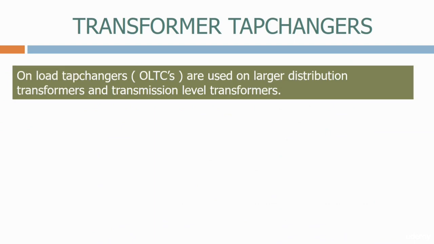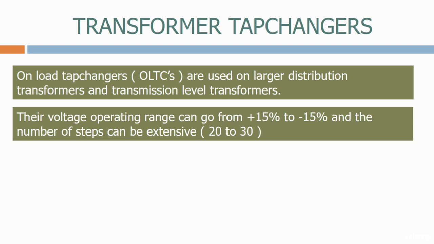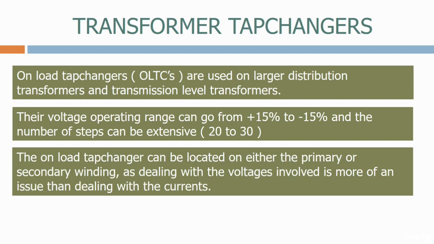On-load tap changers, or OLTCs, are used on larger distribution transformers and transmission level transformers. Their voltage operating range can go from plus 15% to minus 15%, and the number of steps can be extensive, typically 20 to 30. The on-load tap changer can be located on either the primary or secondary winding, as dealing with the voltages involved is more of an issue than dealing with the currents.